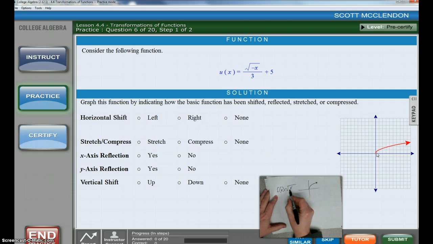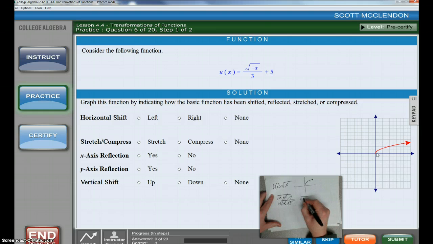Now, remember, if we want any horizontal shift in this one, there is none, because if you wanted a horizontal shift, you'd have to be underneath the radical. You'd have to say x minus 1, x plus 1, x plus 5 under the radical. You don't have any of that. What you have in this question is the square root of negative x over 3, plus 5. The plus 5 is on the outside. That means it's going to be a vertical shift. It's going to be an up vertical shift of 5.